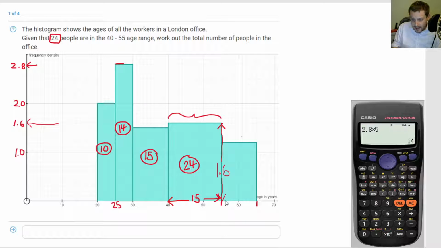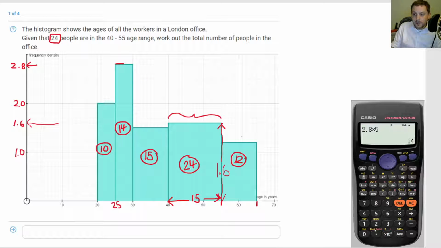Right, and then lastly, it is 10 times whatever this is. So if that's 1, 1.1, 1.2. So it is 1.2 tall and 10 wide. So that is an area of 12. There must be 12 people in that group.